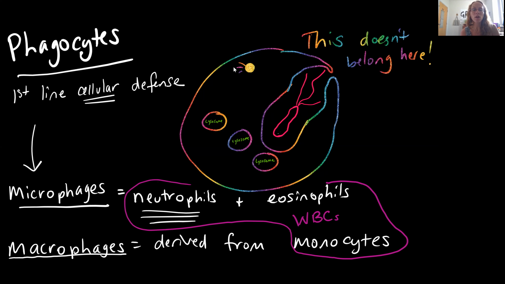Now, these are all different from lymphocytes because this is non-specific. So your microphages and macrophages, they don't know who or what it is. They just know it does not belong. And as a result of that, they're going to phagocytize it.